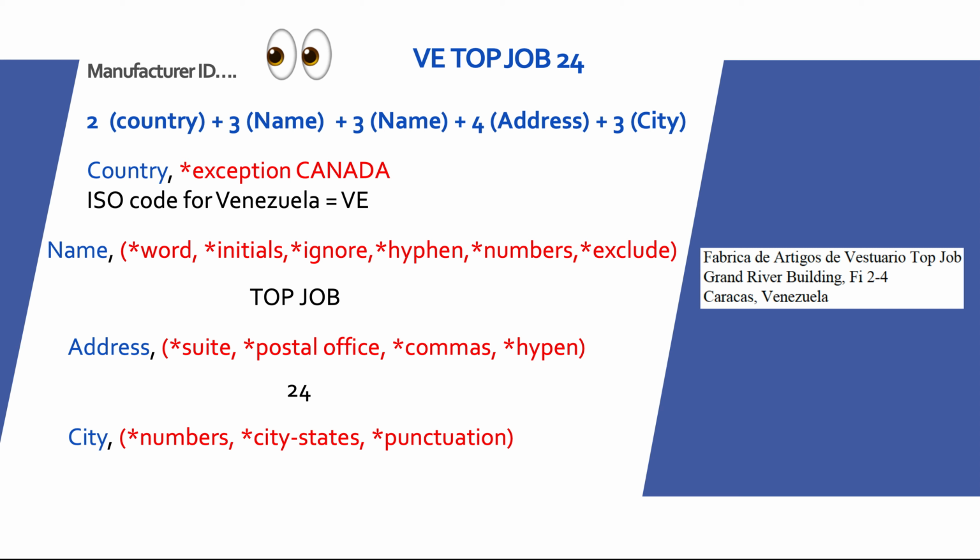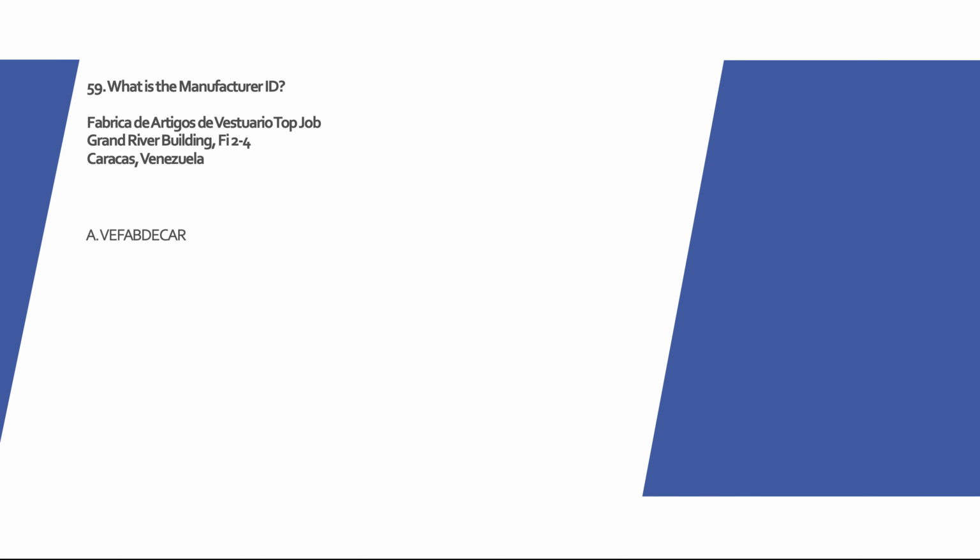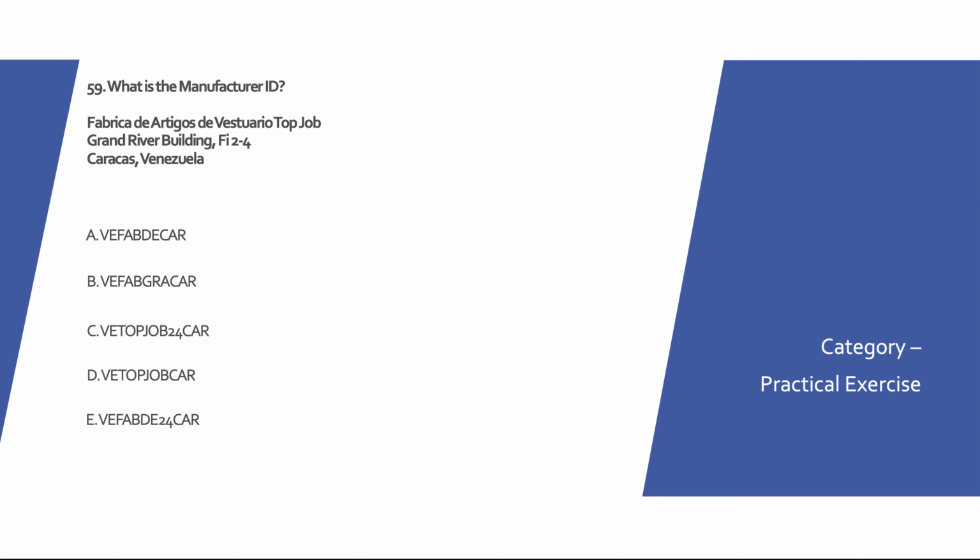So here for our city, we're going to take the first 3 characters. It's going to be CAR for Caracas. And that's going to be the last part of our manufacturer ID. If we go back and look at our question and compare the answers to the manufacturer ID that we just built, we can see that the correct answer would be C.